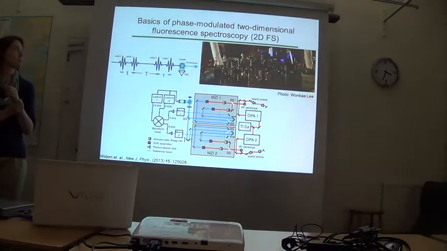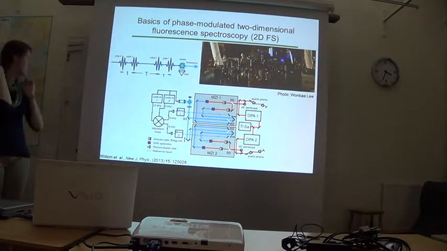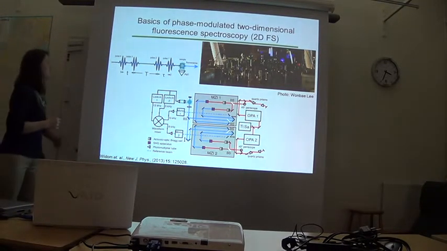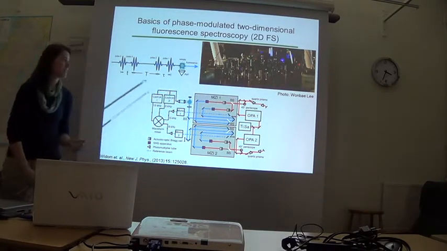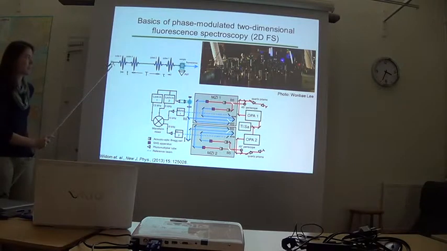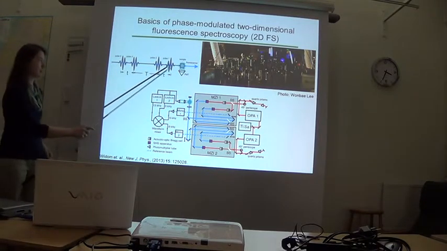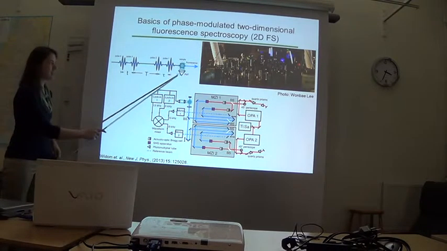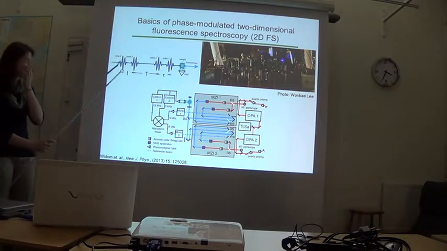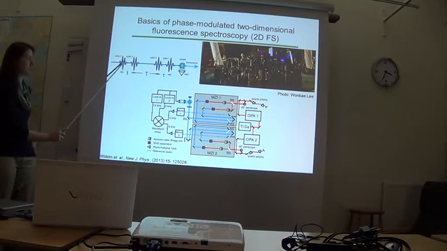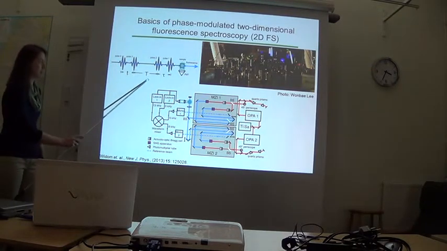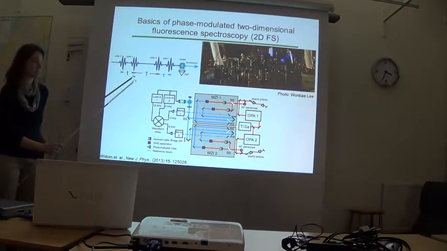So the technique we use is phase-modulated two-dimensional fluorescence spectroscopy. And so this is a picture of the laser setup that Wombe took. So what happens is we have 4 collinear pulses that excite our sample, and we detect the fluorescence. So in a given scan, we're scanning the time delay between pulses 1 and 2 and between pulses 3 and 4 at a set population time, or capital T.